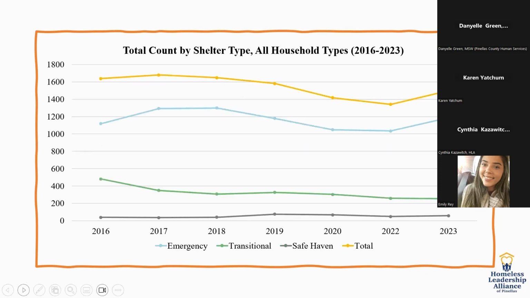Next slide. Here are the trends over the total counts by the shelter type. Light blue is the emergency shelters, green is transitional, and the gray is safe havens. The total count is in yellow, and that typically follows the pattern. The blue and the yellow follow the same pattern, and we see that because most of the people who are sheltered are going to be in these emergency shelters.